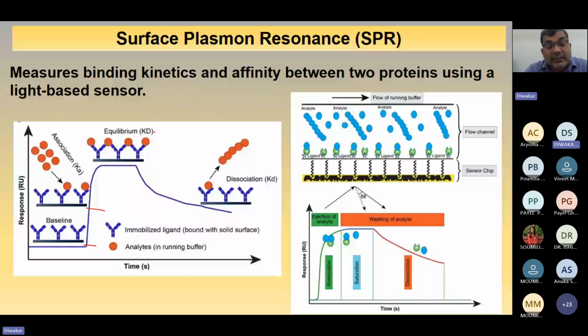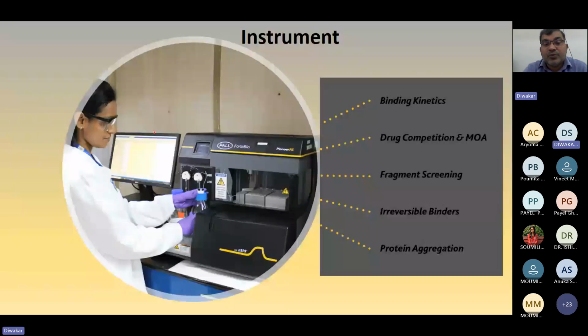We can change the salt condition. We can easily say that these protein molecules interact with each other in physiological conditions. But when we increase the salt concentration, these two molecules are unable to interact with each other. So this one is a biophysical approach to identify the interaction between the two molecules. Now this one is the instrumental setup. We can analyze the binding kinetics through the SPR instrument. We can study drug competitions, fragment screenings, irreversible binding, and protein aggregations. All the biological parameters we can identify through the SPR instrument.